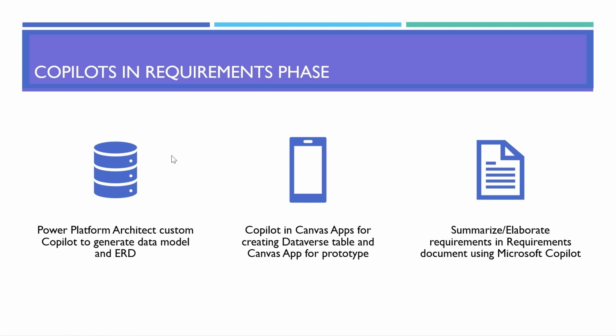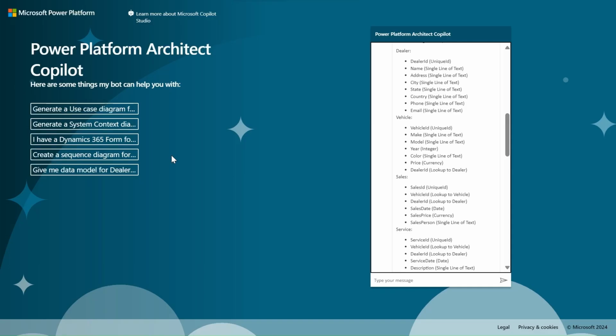And we can use Copilot in Canvas apps for creating database table and Canvas app, for building any kind of prototypes during the requirements phase. And the last but not least, we can also summarize the requirement as well as elaborate requirements using the Microsoft Copilot. So let's start with the Power Platform Architect Copilot.